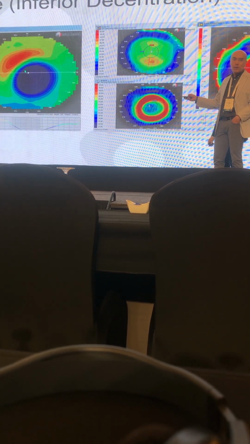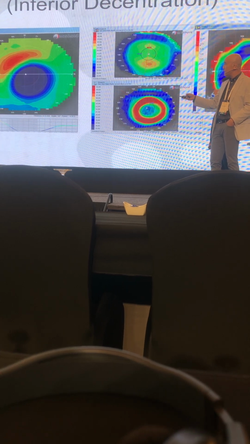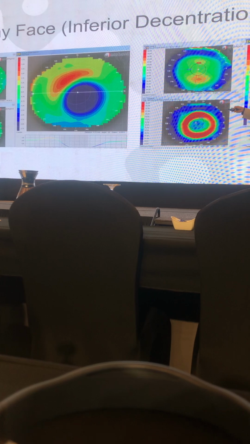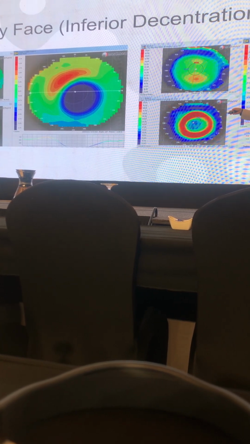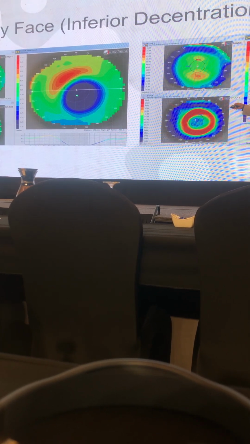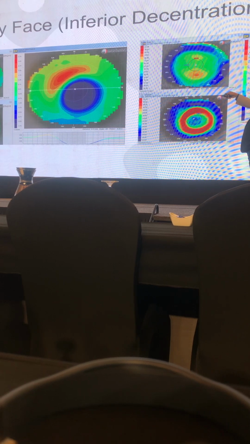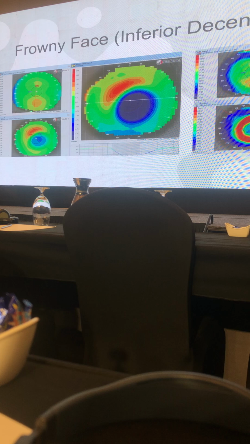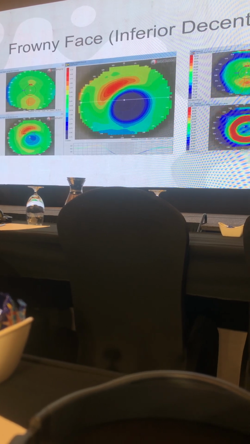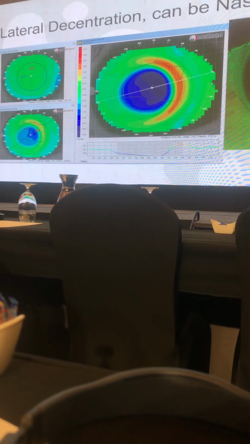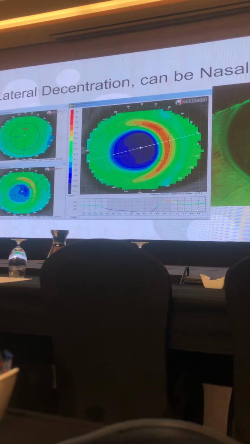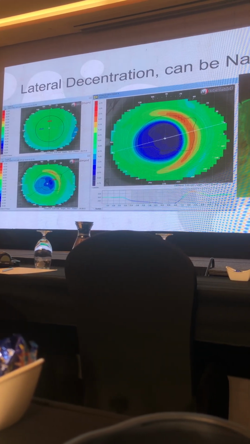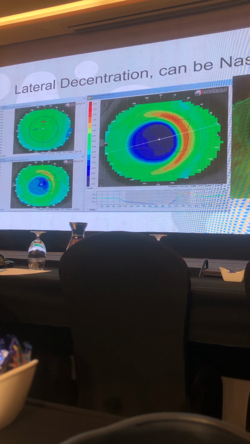So what I'm going to show you is that if you have a trial lens like this one, then you might not solve this problem because the lens always moves and sits inferiorly because of the asymmetry of the cornea. The curvature does sit inferiorly. Lateral decentration. This is a bit hard to solve. Sometimes it's hard to solve.